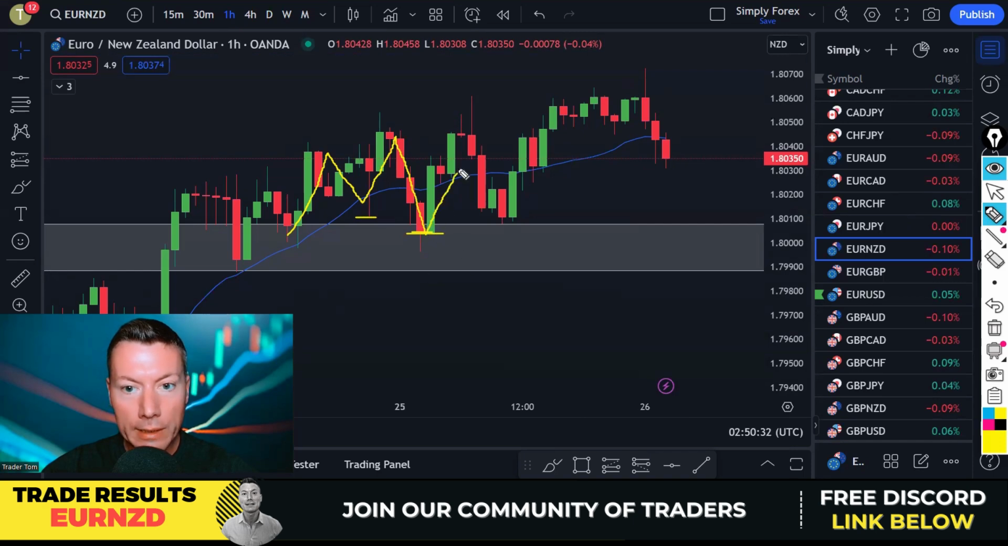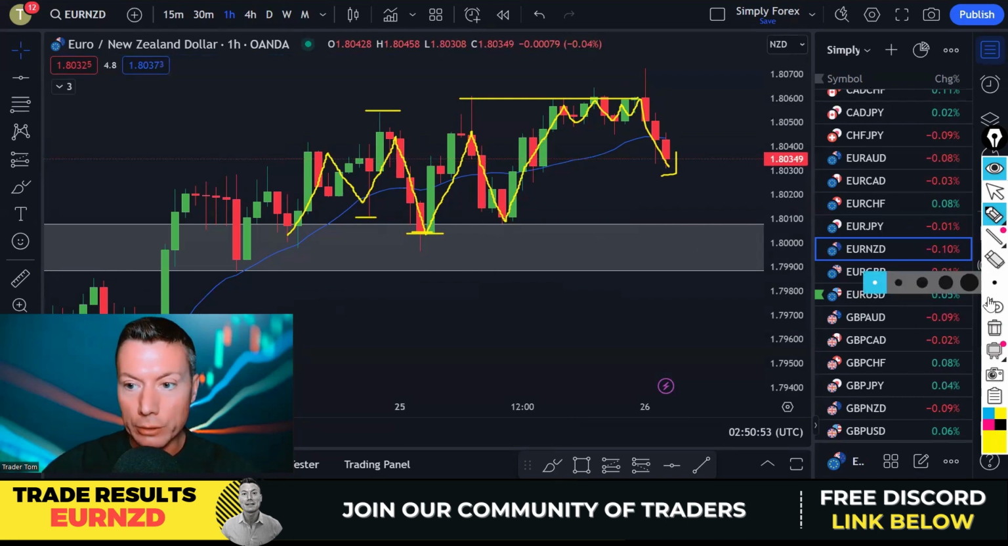Then I just want to see H1 build up again, which it does, but we never really get a break of these highs in here. It sort of just stutters at this level and then drops down again. So we didn't really get the clear structure break or a clear H1 direction.